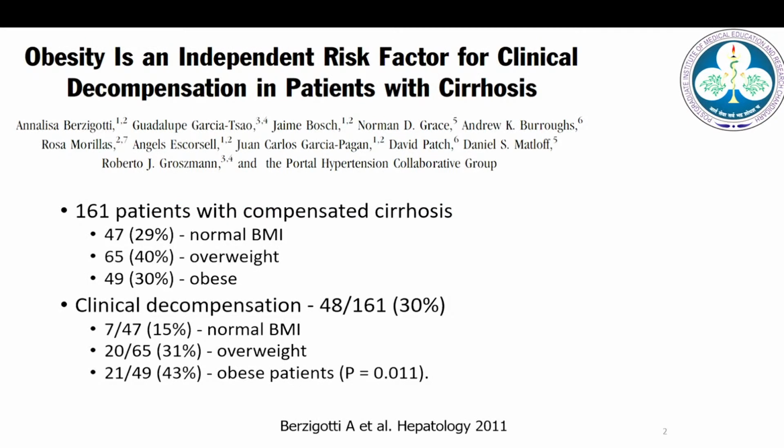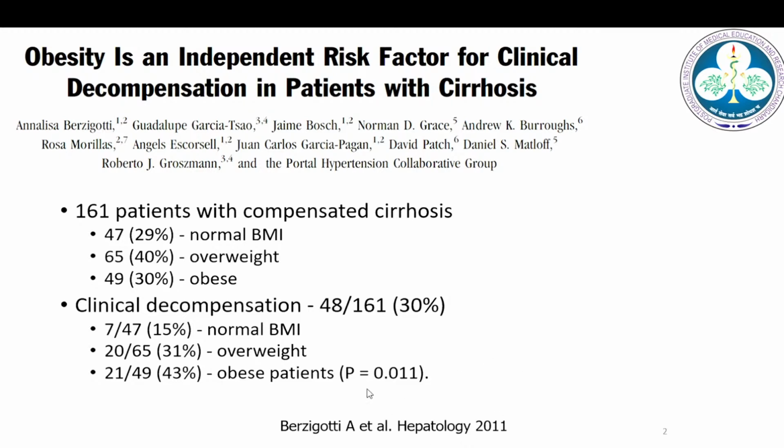I think we have been hearing since yesterday that both sarcopenia and now obesity are risk factors, and maybe independent risk factors, for poor outcomes in patients with cirrhosis. These poor outcomes are related to the increased risk of decompensation, peri-transplant mortality, and post-transplant mortality.